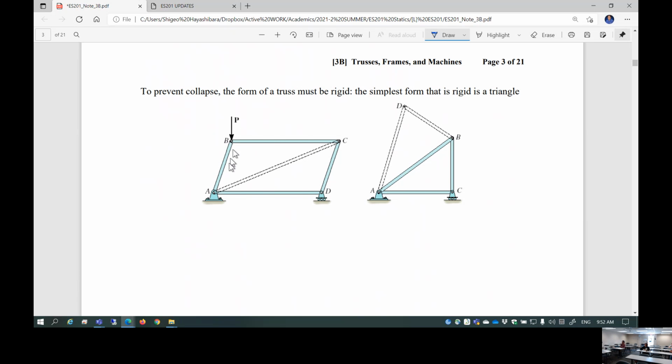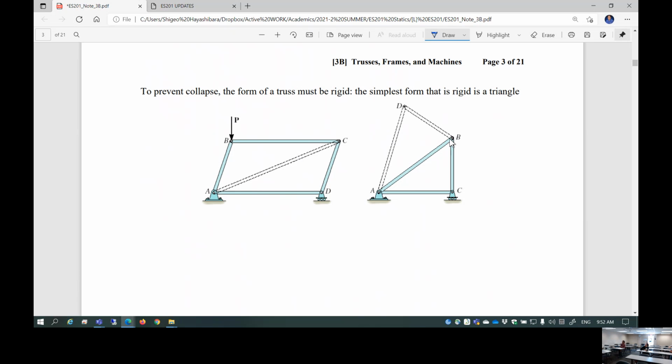For example, this truss is created by 4 members: AB, BC, CD, DA. But if you apply force P here, it is going to collapse. In order to avoid it, you have to add member AC or member AD, either way creating two triangular shapes. Otherwise, the truss is considered unstable.